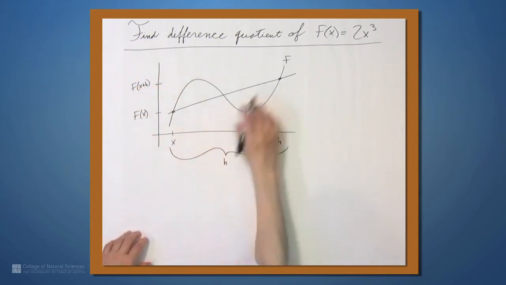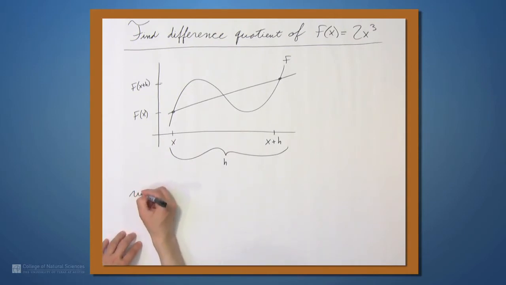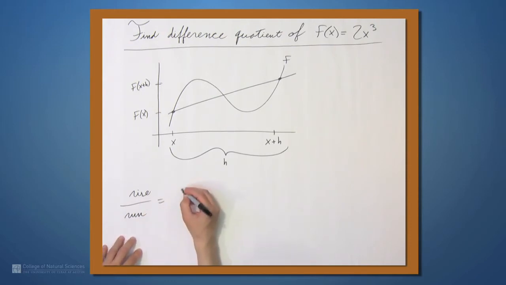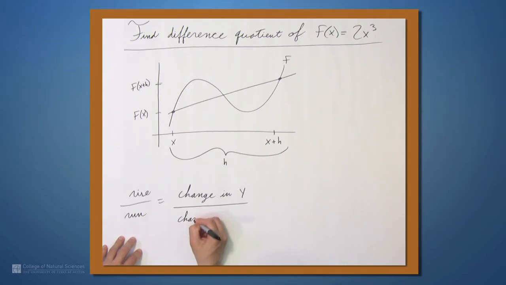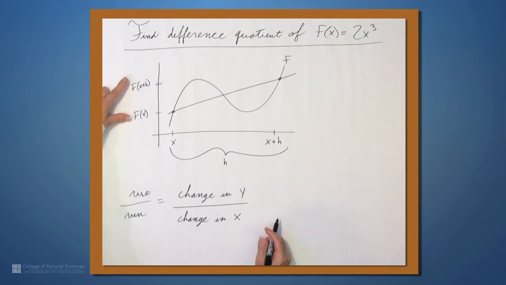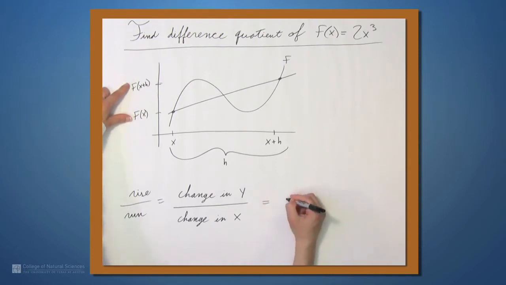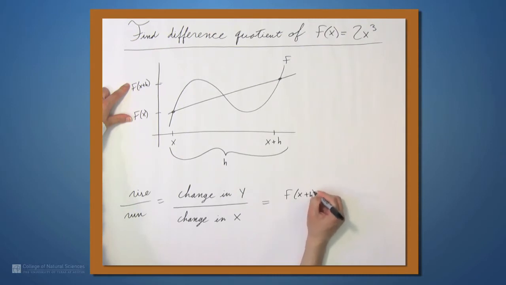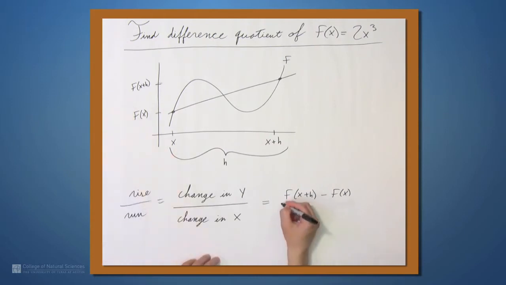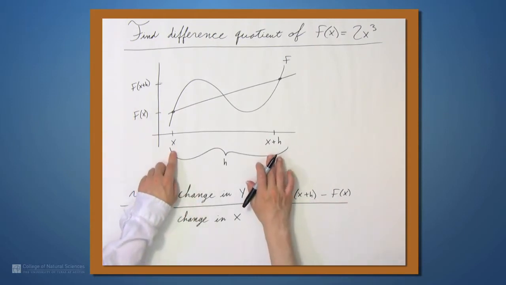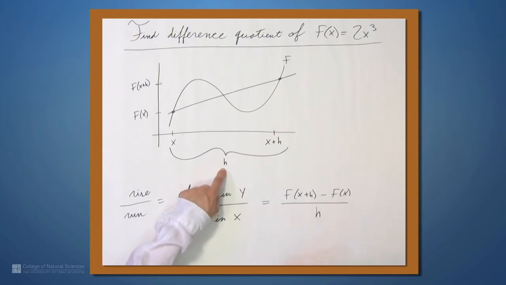What's the slope of this line? Slope is rise over run, right? That means change in y divided by the change in x. Now, here, the change in y is the difference between these two things. So it is f of x plus h minus f of x. What about the change in x? Well, it's the distance between these two things, and that's just h. So this is our difference quotient.